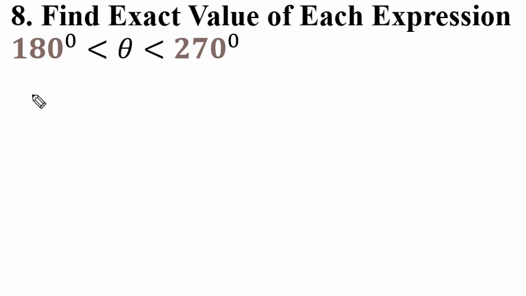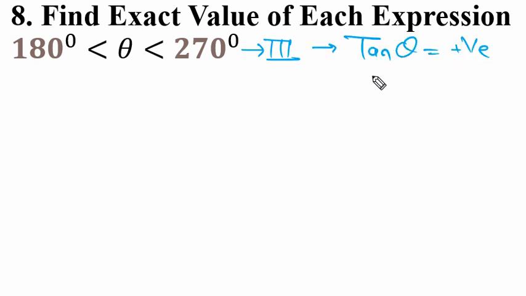Find the exact value of trigonometric functions when theta is between 180 degrees and 270 degrees. So this is your third quadrant. In the third quadrant, you should know that only tan theta is positive, and cot theta. The reciprocal of tan is cot. So tan and cot are positive, the rest are all negative.